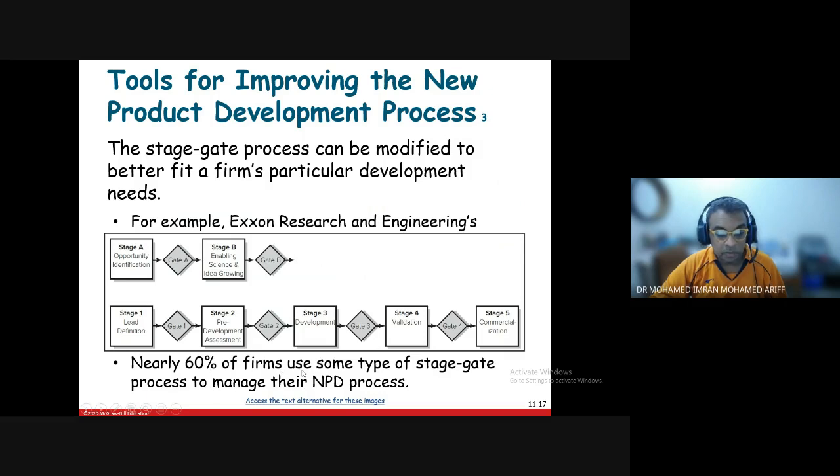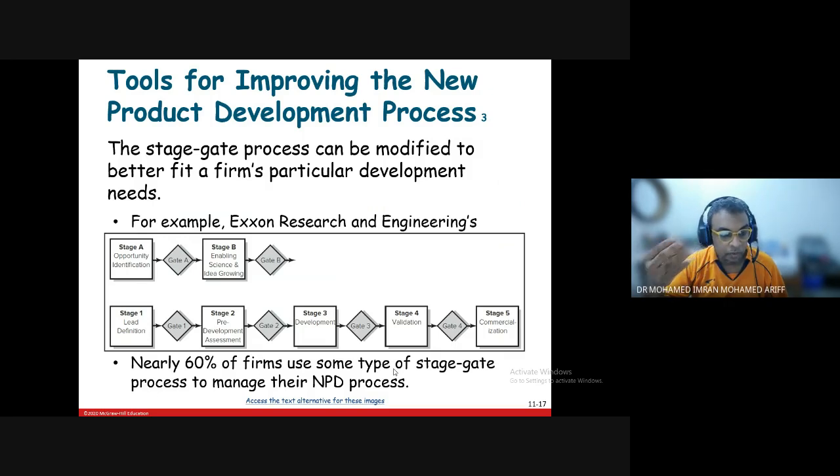Nearly 60% of firms use some type of stage gate process to manage their new product development. Yes, this is true, 60%, because some products need to go through a proper stage gate process.